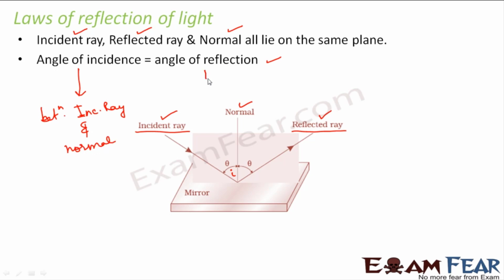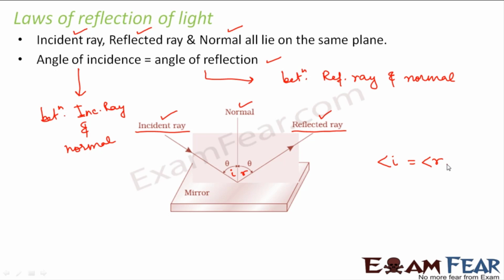Similarly, which is the angle of reflection? It is the angle between the reflected ray and the normal. So that means it is this angle. It says that this angle of incidence is equal to the angle of reflection.